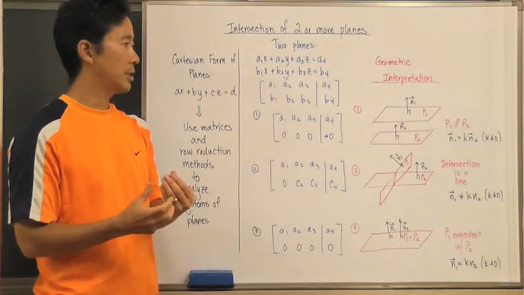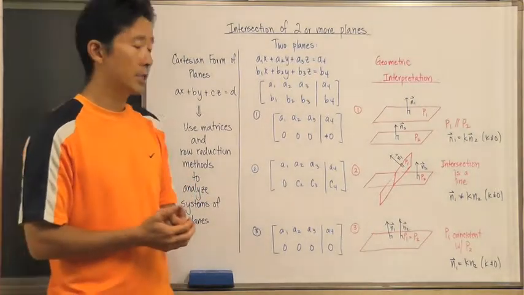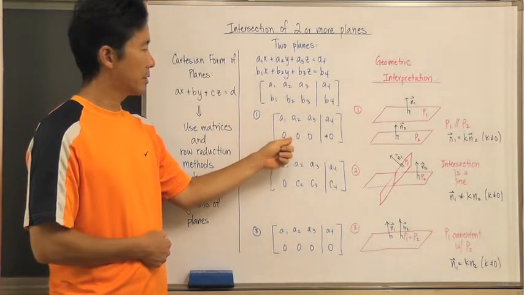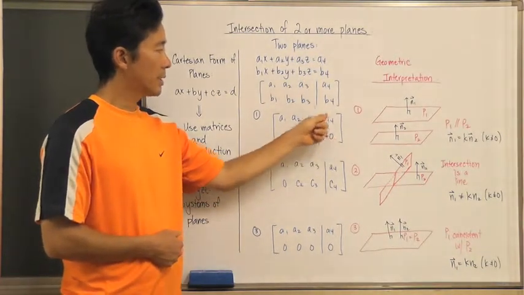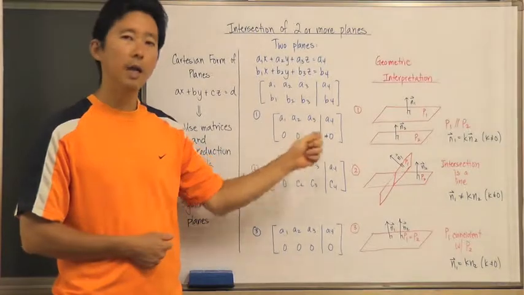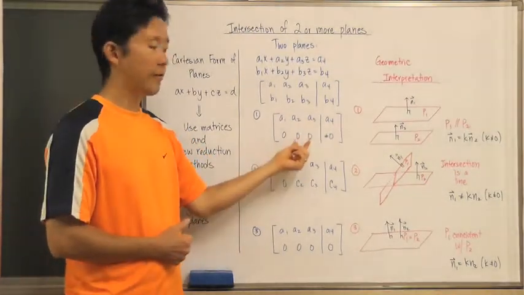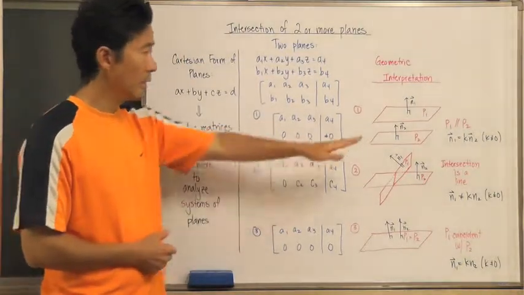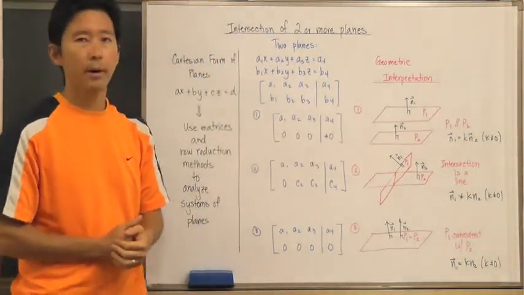Now, how do we determine whether they are just parallel? We're going to come up with something similar in the sense that we have 0, 0, 0, but then the constant value over here is not going to be 0. And so you're going to have a false statement of 0 equaling something that is not 0. And therefore we know that the two planes are going to be parallel.